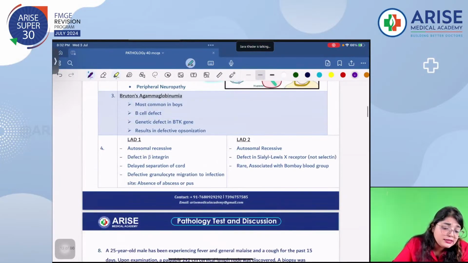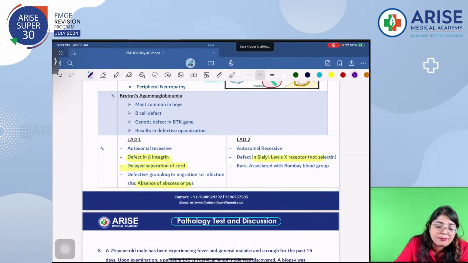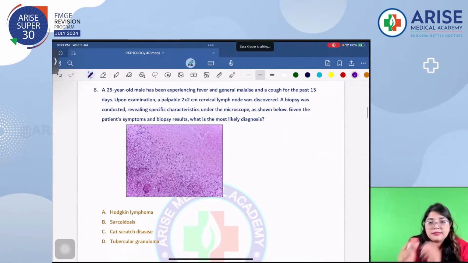Remember, LAD1 is a defect in integrin, while LAD2 is a defect in Sialyl Lewis X. What happens in LAD1? You have absence of pus as well as delayed separation of the cord, because necrosis of the cord is not happening, right? So these are some things that you need to go through before the exam. Just one fast reading. Okay, let's go to the next question.